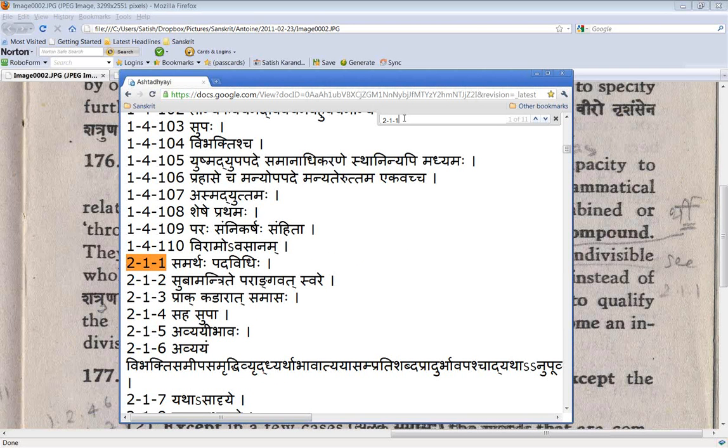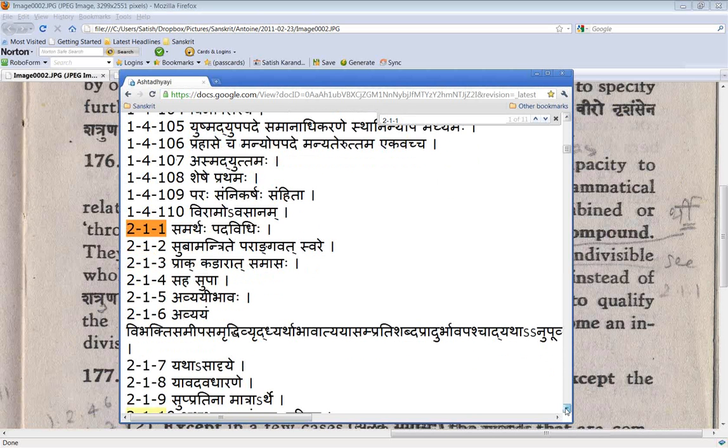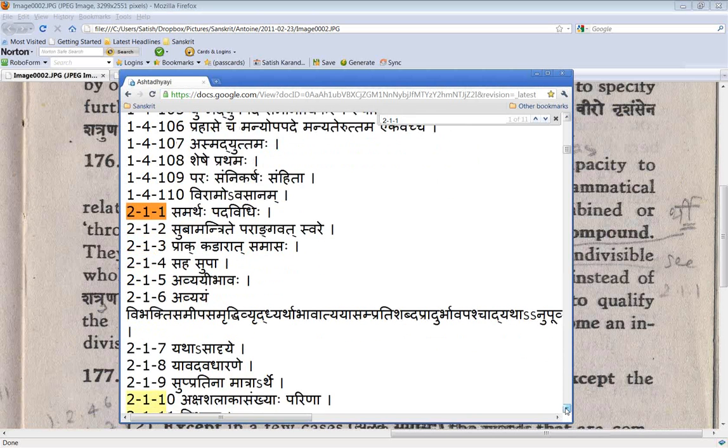Okay, so last time we started with the Samasa Prakaranam, and the main two Ashtadhyayi quarters, the Padadvayam, that is 2-1 and 2-2. We start with the Sutram Samartha Padavidihi. We were talking about last time what Samarthyam means. Samarthyam means there has to be a logical connection between the two padas to make a compound. We just cannot make a compound blindly, looking at the vibhaktis and just making a compound.